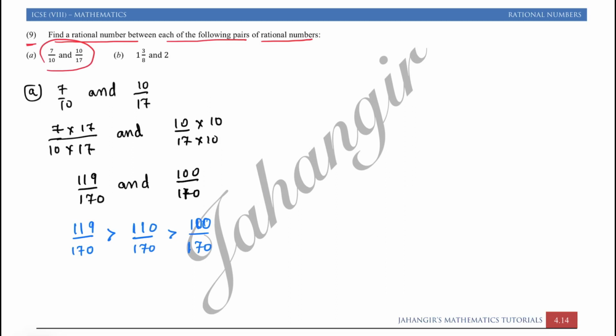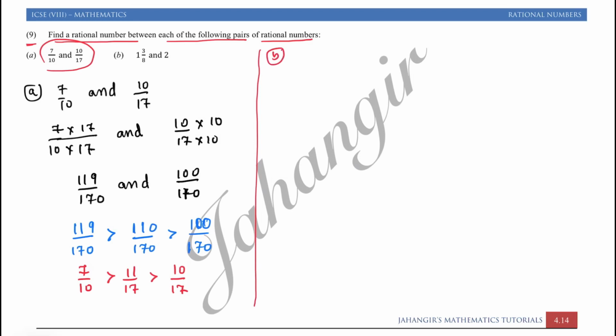So what we will do, we will always write the last answer in simplest form. So 119 का simplest form था 7 upon 10. Greater than this I can write 11 upon 17. This can be written as 10 upon 17. ठीक है? Hope you understood this. We will do the next question.